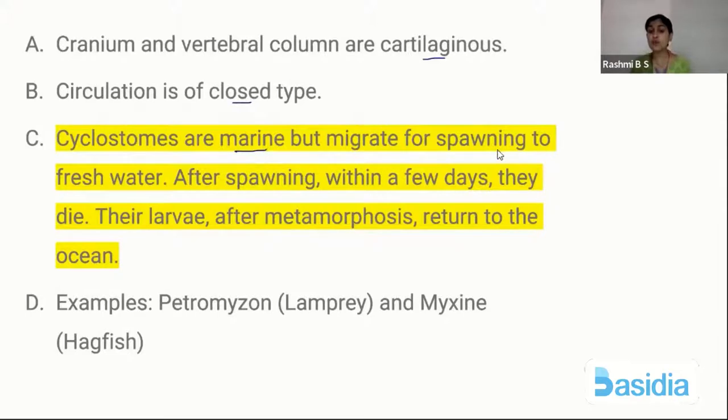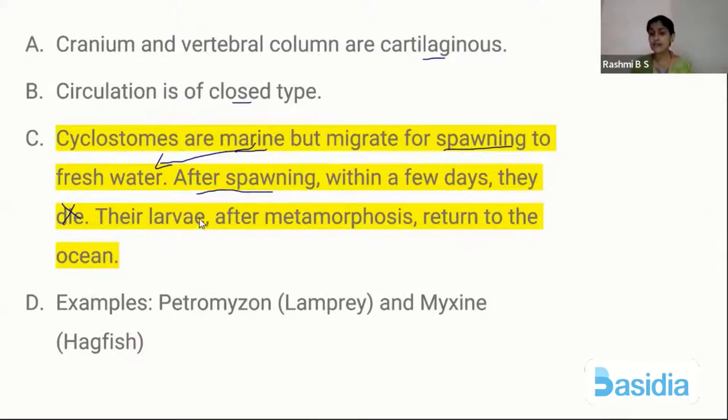Whenever they want to breed, that breeding process is called spawning. Whenever there is a breeding season, they migrate from marine water to freshwater, children. Why? In marine water, the salt content is very high, so the larvae will not survive in marine water. That's why, to make the larvae survive, they come to freshwater and do fertilization and deliver the babies. Now larvae are formed. After spawning, after reproduction, these adult animals will die. See how they are sacrificing themselves.